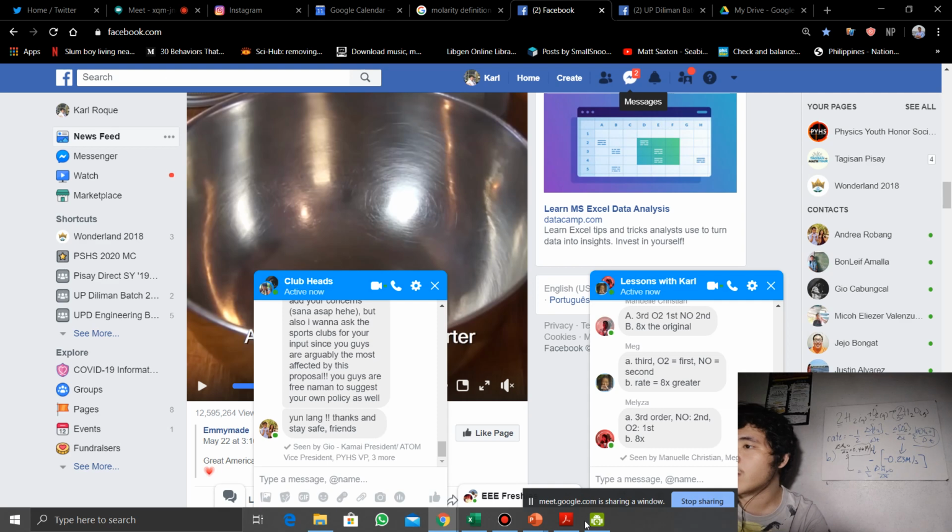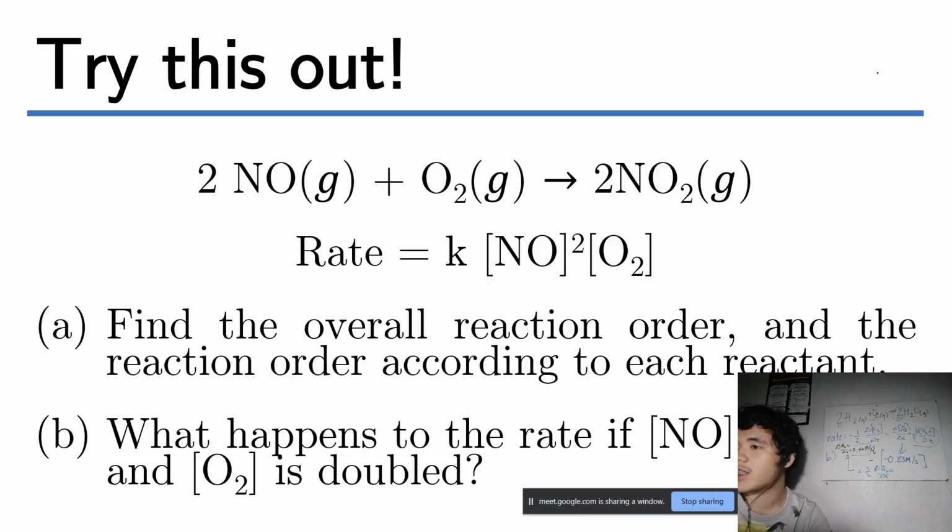Okay, good job. You're all correct. Let's discuss briefly. Overall reaction order, 2 plus 1, 3. Reaction order according to each reactant: second order with respect to NO, and first order with respect to O2. What happens to the rate if NO is tripled?